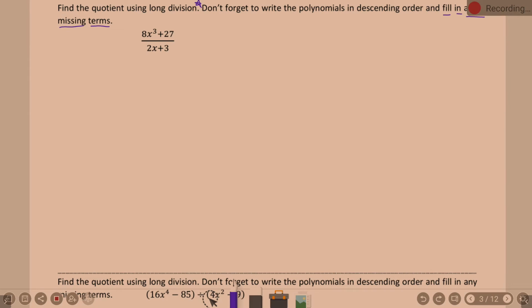Okay? So, what's my divisor? What's going outside of the box? 2x plus 3. That's an x term and a constant term. Perfect. What goes inside my box?